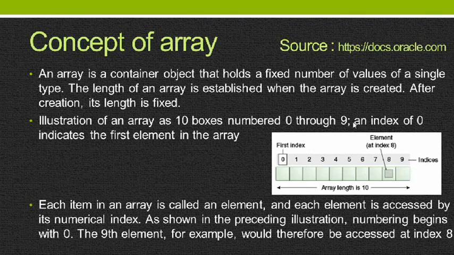and as we have seen in C or C++, the first index will start from 0, and then 1, then 2, and so on. Each item in an array is called an element, and each element is accessed by its numerical index. That is, if we want to access the element here, then we have to refer to index 1.